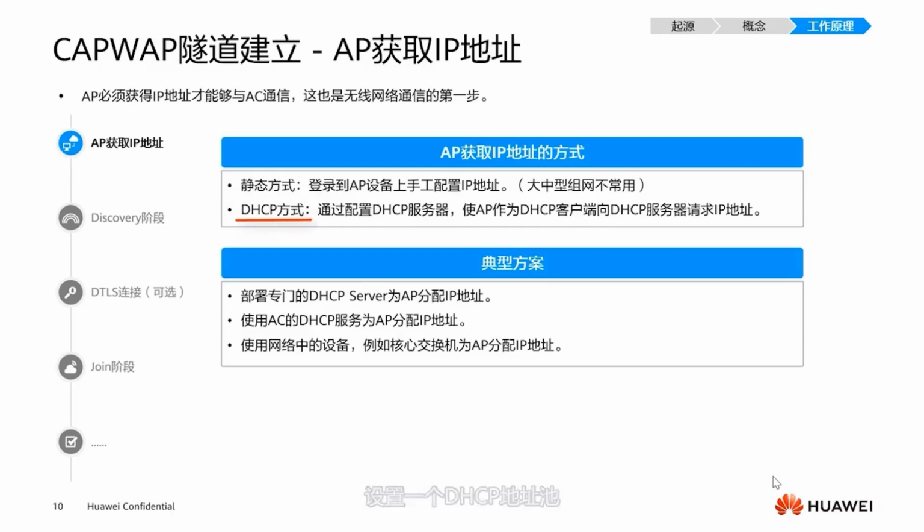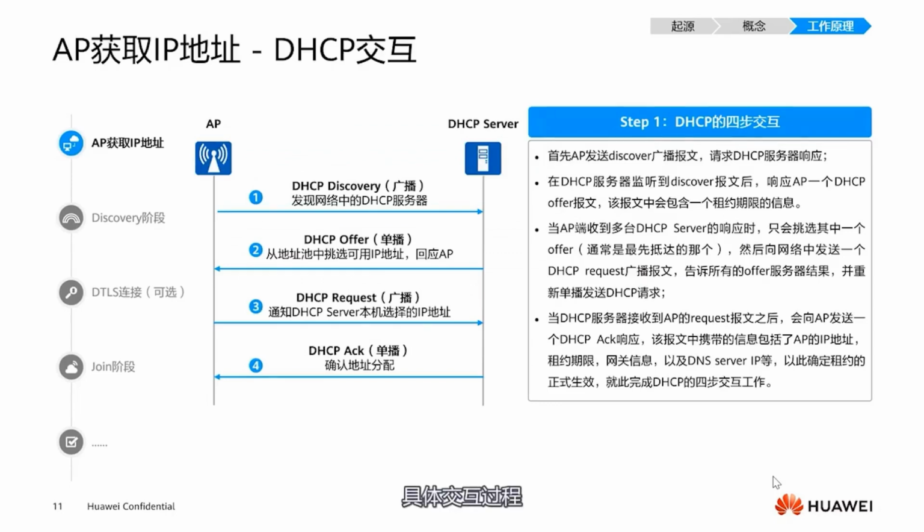The second method is through DHCP, setting up a DHCP address pool. The AC will automatically request an IP address from the DHCP server. You can configure the DHCP server on the AC, or it can be set up on the switch. As long as it can distribute IP addresses, it will work. This is how an AP obtains an IP address.